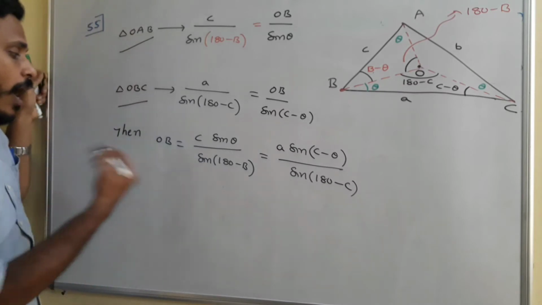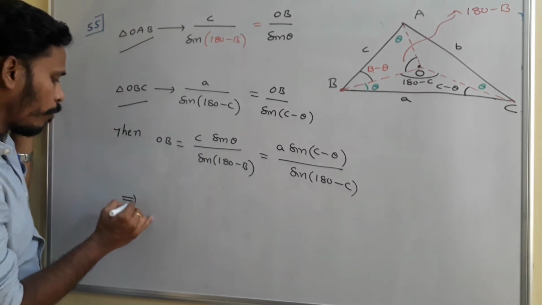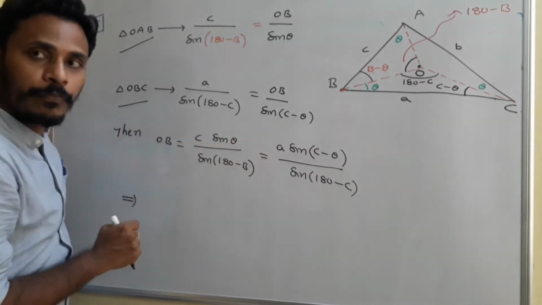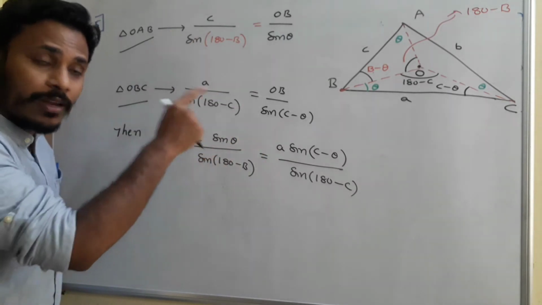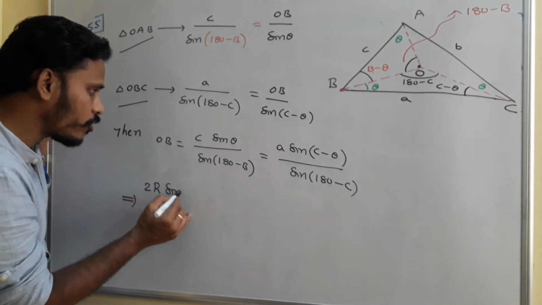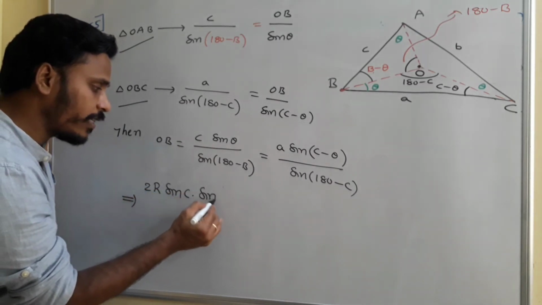In the next step, you just leave that OB and equalize these two parts. Here I have C and there I have A. If you apply the sine rule for the total triangle, this C is simply nothing but 2R sine C into sine theta.